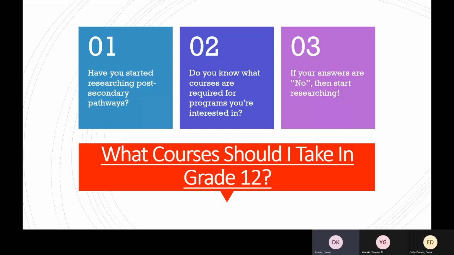Number one, have I started to research various pathways or programs for after high school? Hopefully that has already started and will continue. Number two, if I have an idea of what my pathway is, have I found out what courses I need to take in order to get there? For example, are there any prerequisite courses that I need in grade 12 in order to qualify for the programs I'm interested in? And number three, if your answer to one or both of those two questions is no, then you need to start doing that research today.